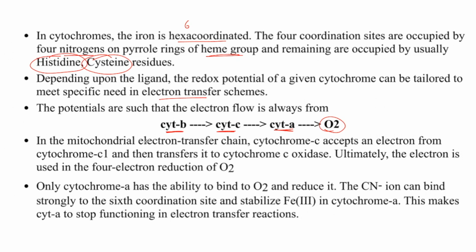oxygen is transferred. In the mitochondrial electron transfer chain, cytochrome C accepts an electron from the cytochrome C1 and then transfers it to the cytochrome C oxidase. Ultimately, the electron is used in the 4-electron reduction of O2. Only cytochrome A has the ability to bind to oxygen and to reduce it.